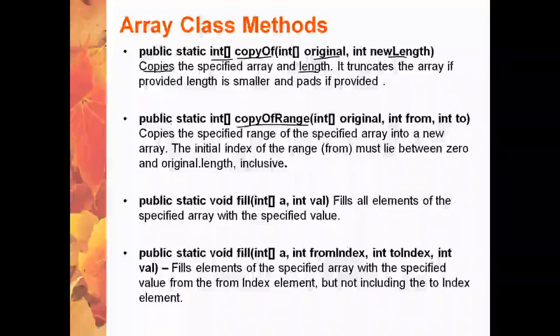So public static int array is the return type, and the method name is copyOfRange. Then we are passing the original array, then from index and to index. You may have 10 elements in the array, but if you want to copy only the first or last 5, then you can specify the index of the last 5 elements as from and to.